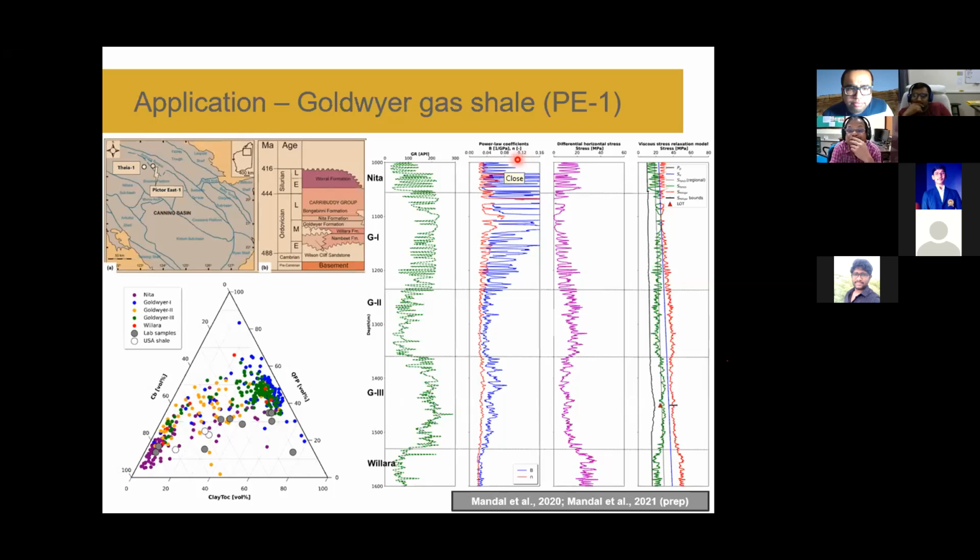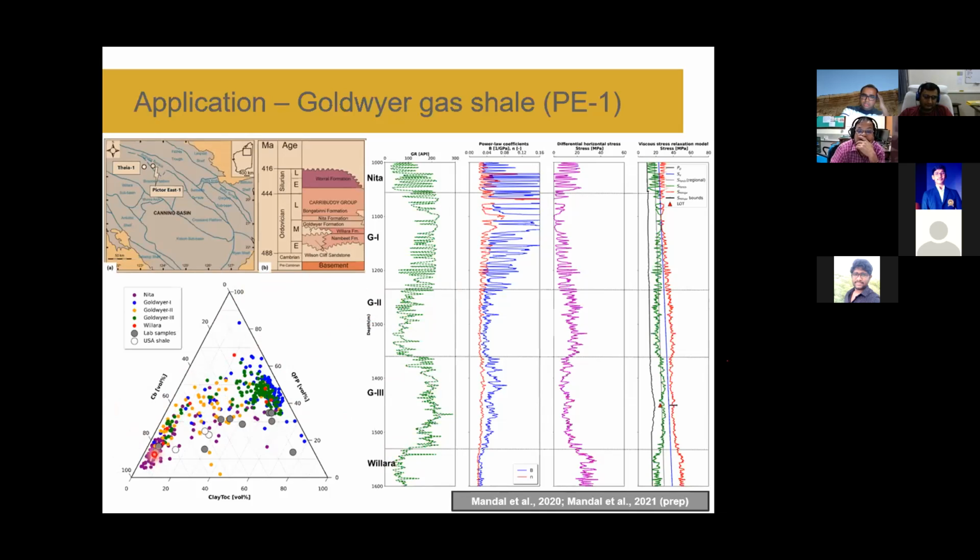Okay. So this is the area I was working in, the Canning Basin, and our prospect is a Goldwyer gas shale formation, which has several lithological boundaries. Goldwyer 3 is the most prospective area, which is sandwiched between two limestone layers, Goldwyer 2 and the Willara formation. On the left-hand side, I'm showing the mineral composition of the studied samples, as well as our sample itself.